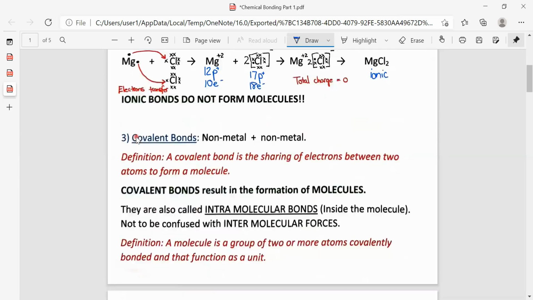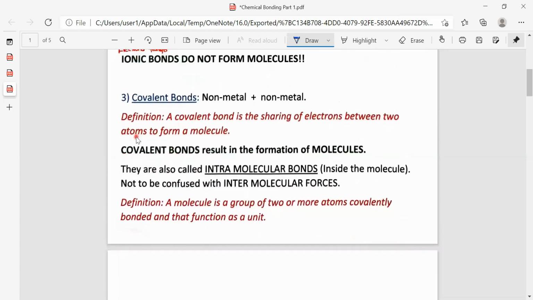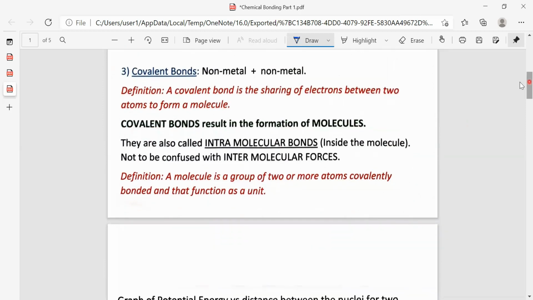The third type of chemical bond that I'm going to look at in a lot of detail is the covalent bond. So in this video, I'm just going to do the basics, just a few diatomic molecules, and then in the following videos, I will deal with more complicated molecules. So covalent bonds are between nonmetals and nonmetals. They don't have to be two different nonmetals. They can be the same nonmetals, like, for example, a hydrogen atom to a hydrogen atom.